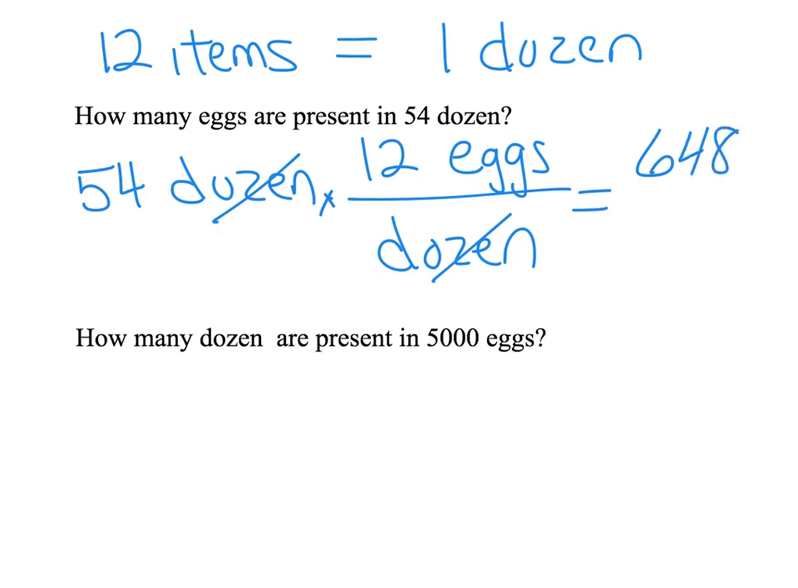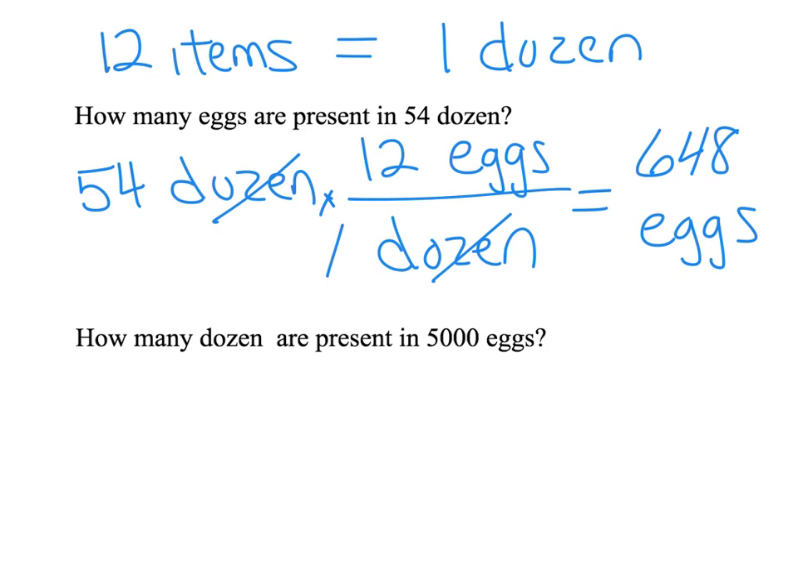We're going to multiply everything that's in the numerator, 54 times 12. The only number in the denominator is a 1. And our answer then has the unit that's left there. 54 times 12 gives us 648 eggs.